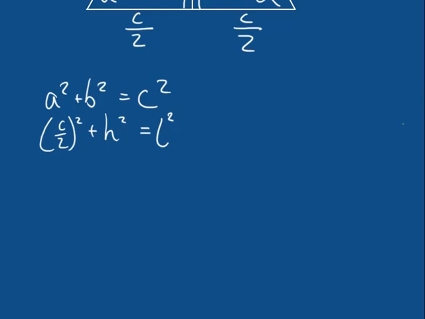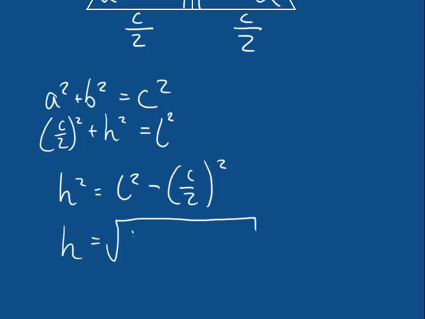So we can rearrange this to solve for h. So h squared is equal to L squared minus c over 2 squared. Therefore, h is equal to the square root of L squared minus c over 2 squared.